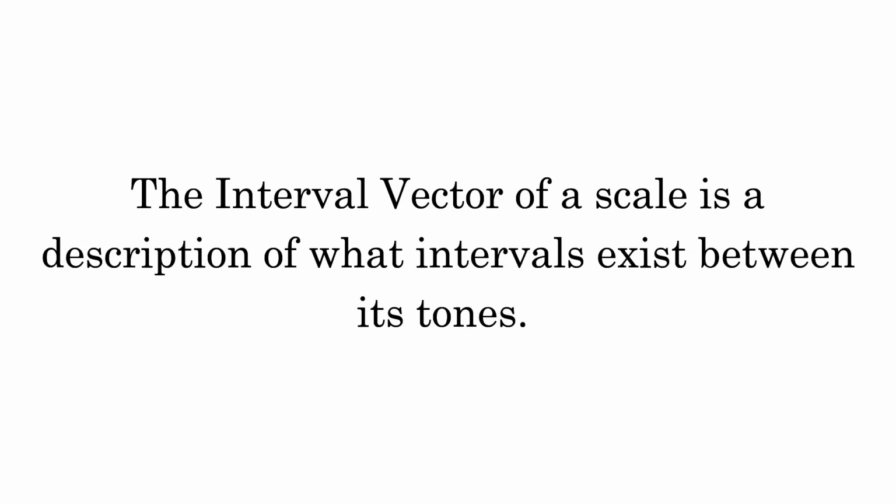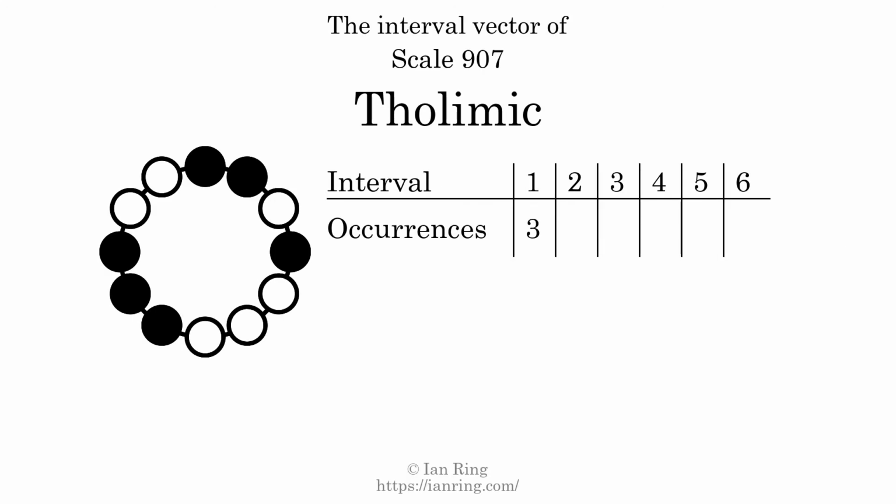The interval vector of a scale is a description of what intervals exist between its tones. There are 3 intervals with the size of 1 semitone. They are here, here, and here. There are 2 intervals with the size of 2 semitones. They are here, and here.